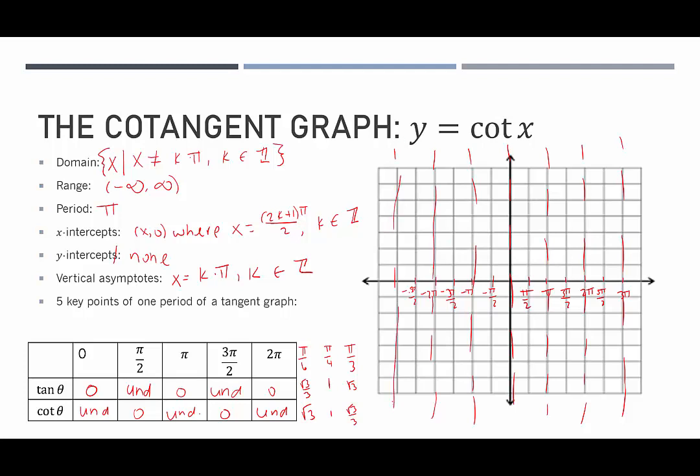Okay, the next thing we want to look at are the x-intercepts. So that's going to be exactly in between the asymptotes. So there, there, there, there, there, and there. And there'll be one there.